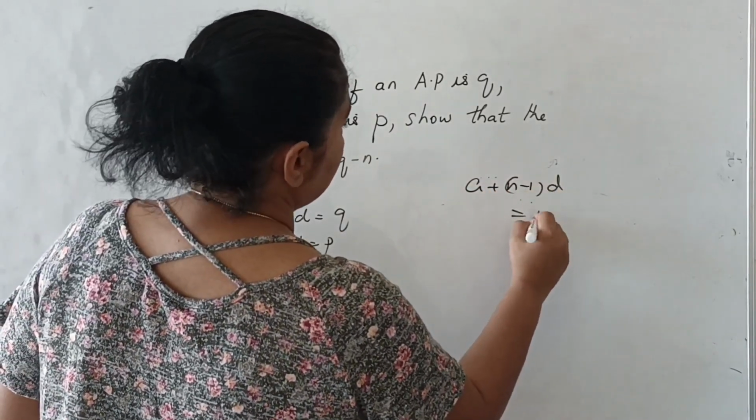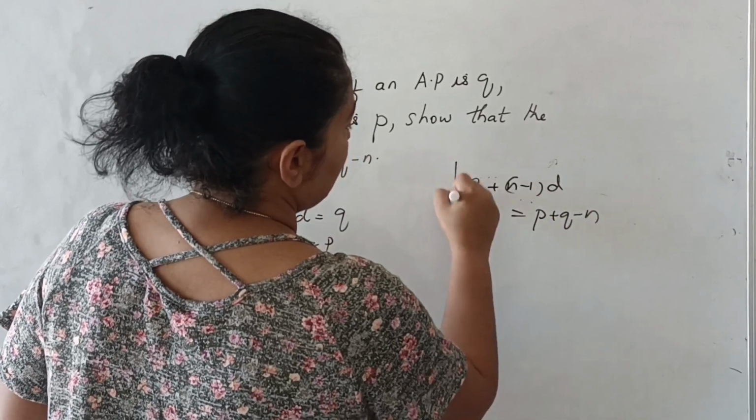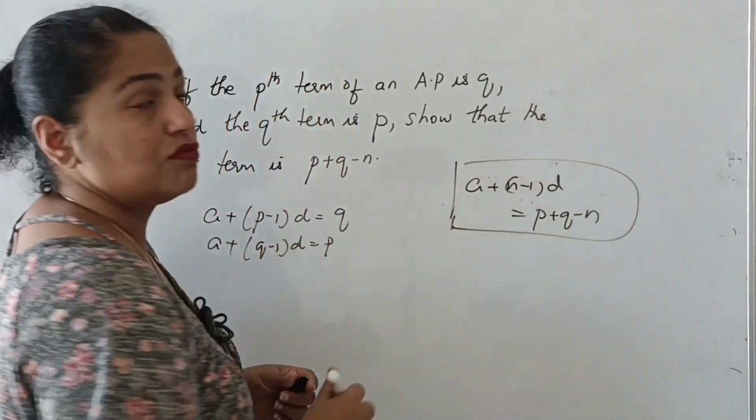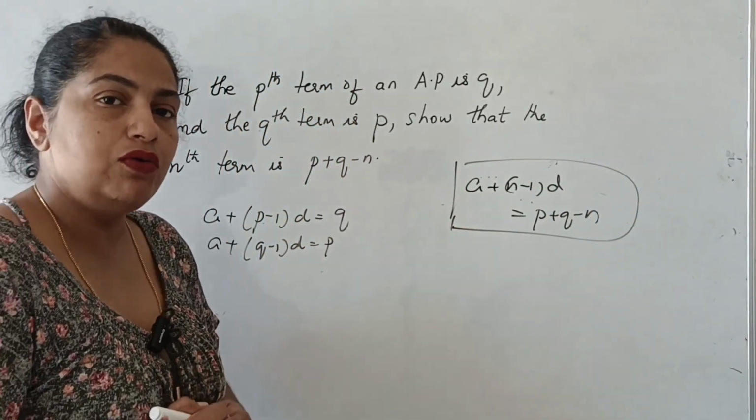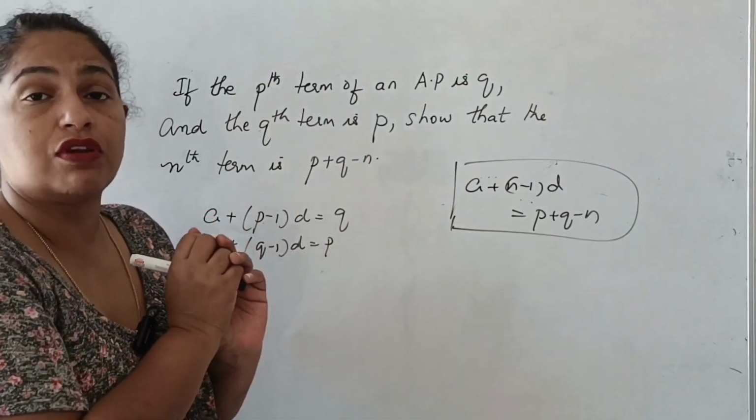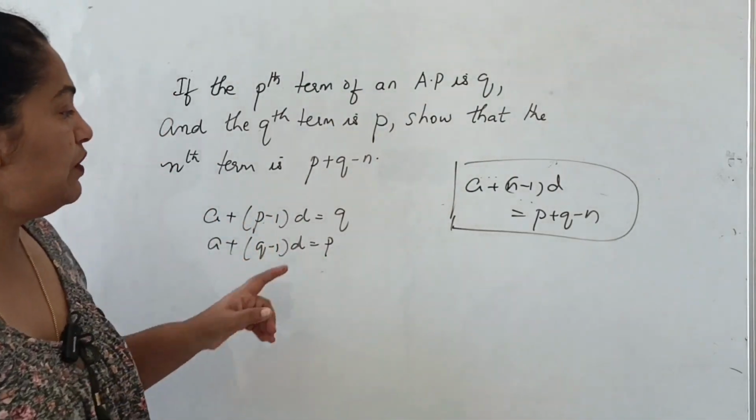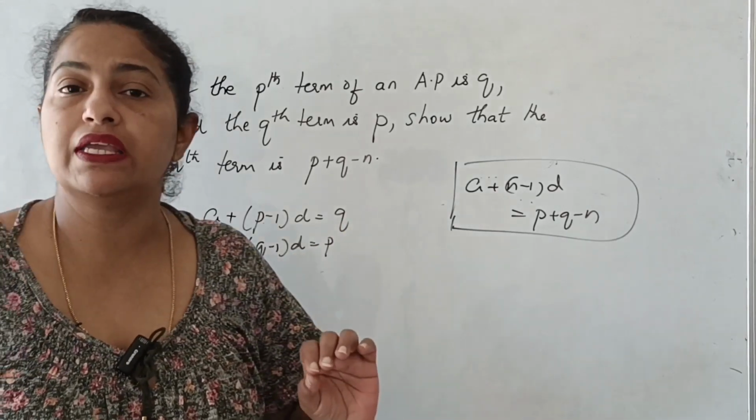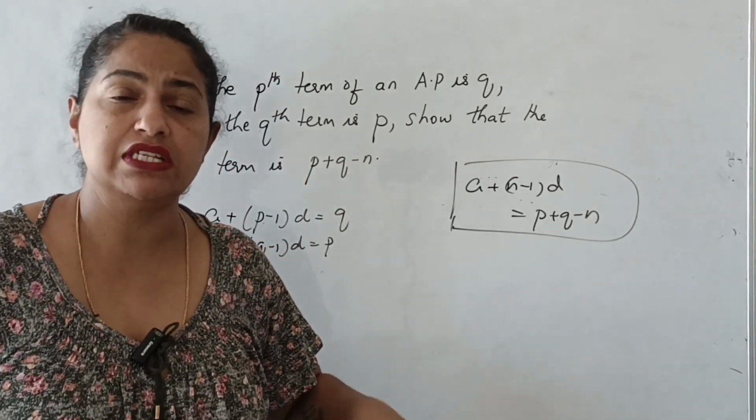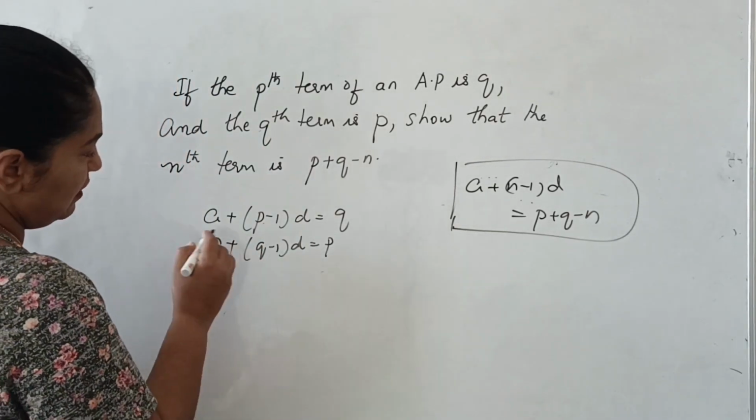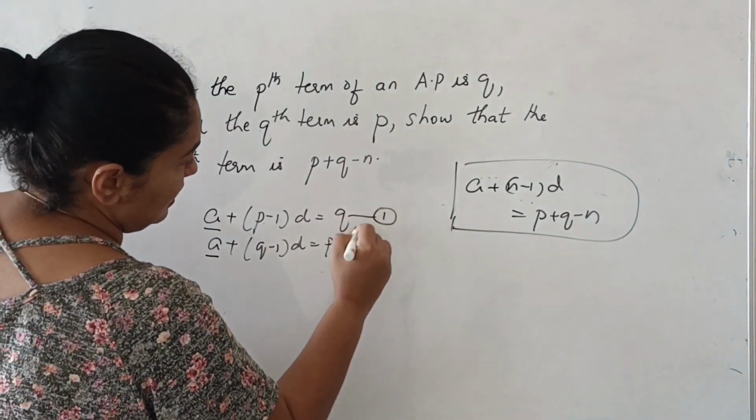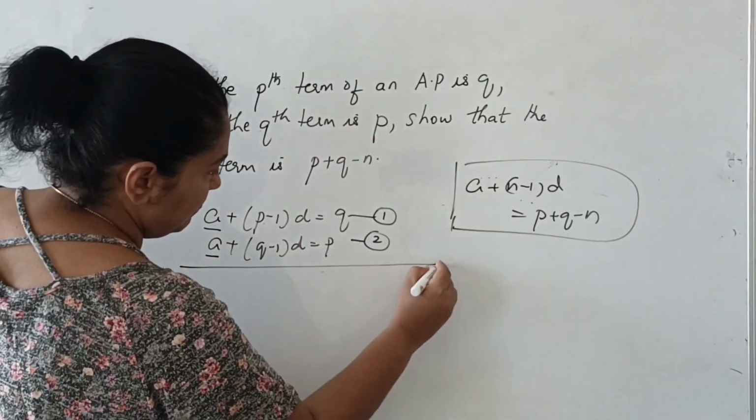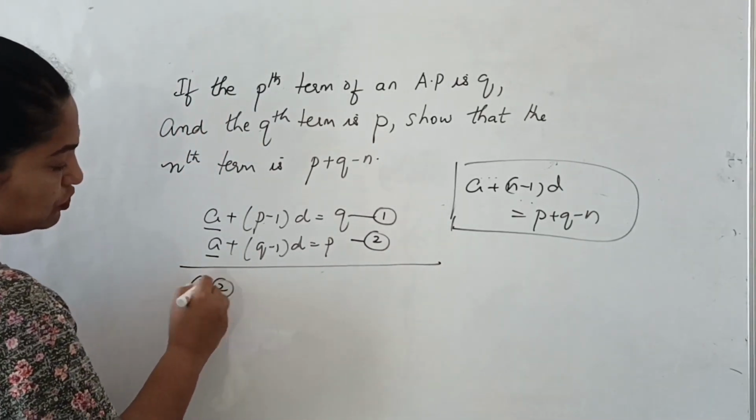And we need to show that this is equal to P plus Q minus N. Okay, this is what we need to do. Now let us see how we can sort it out from this particular question. Here the RHS, one is Q and one is P, so I cannot equate both the equations, but because A is common, I can eliminate A by doing 1 minus 2.